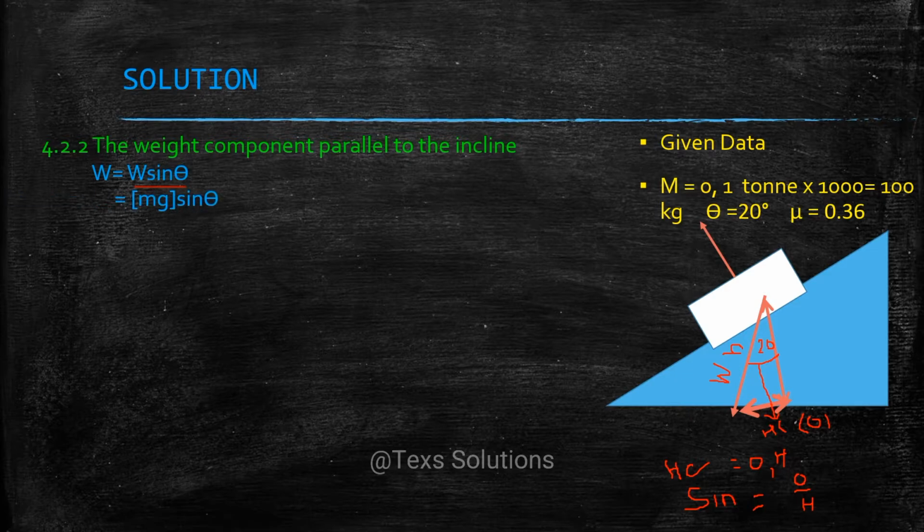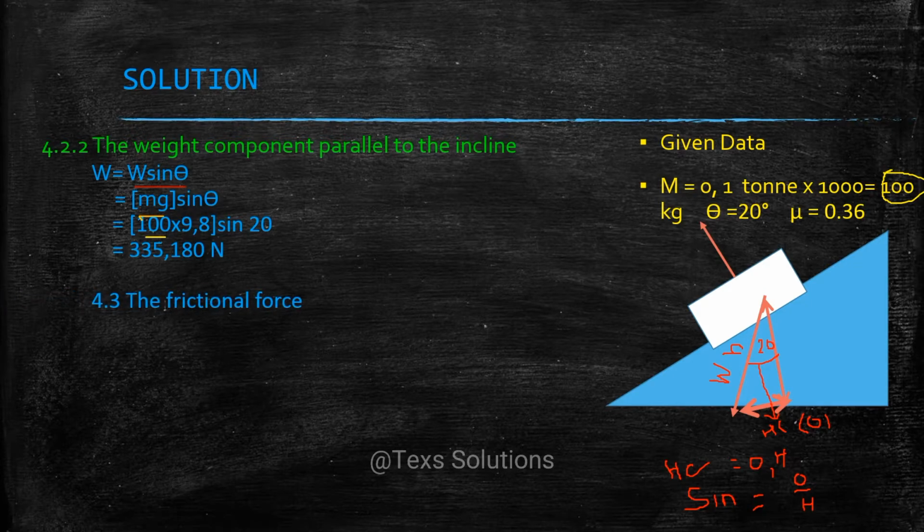Alright, and we now know that the formula to calculate weight is mass times gravity. So remember, the mass in tons should not be used in the calculation. We need to keep the mass in kilograms, the correct SI units. So here the mass should be 100. We're going to say 100 times 9.8, multiplied by sine 20. And if you input this value into your calculator, you should get 335.180 newtons.